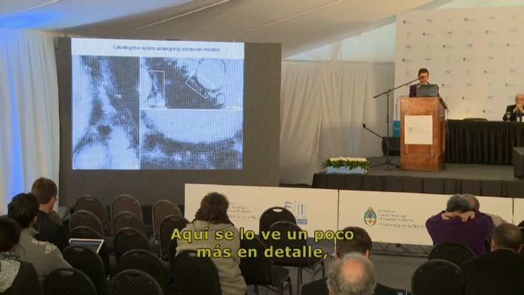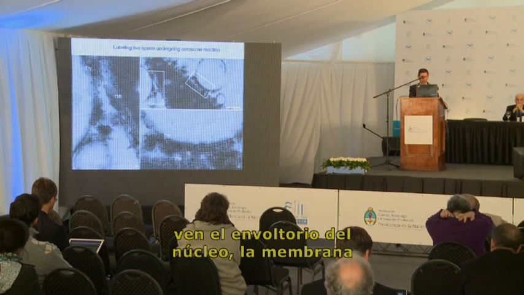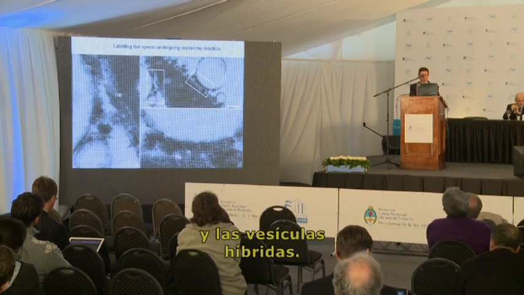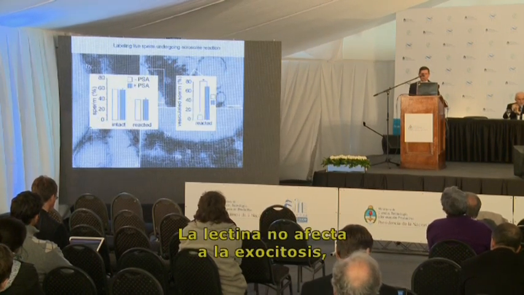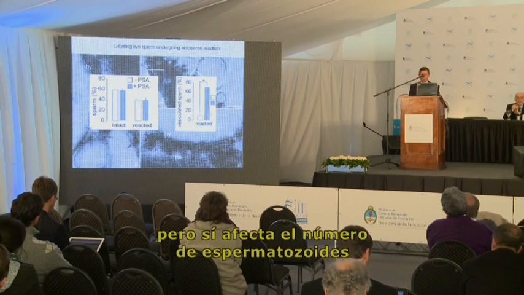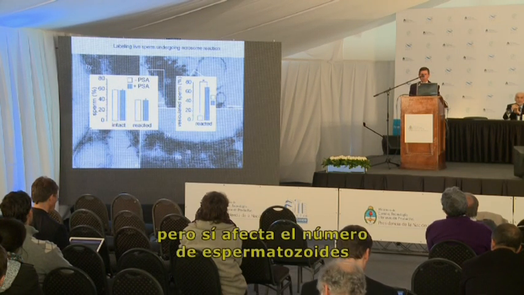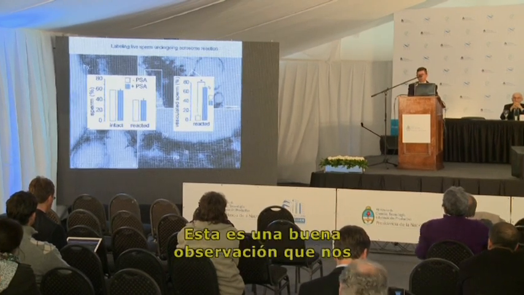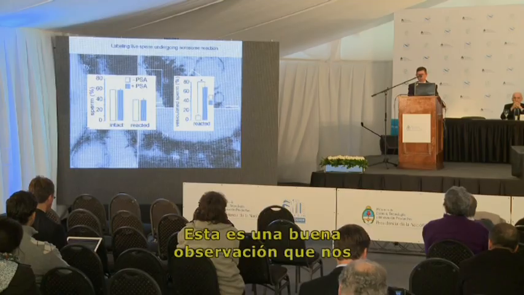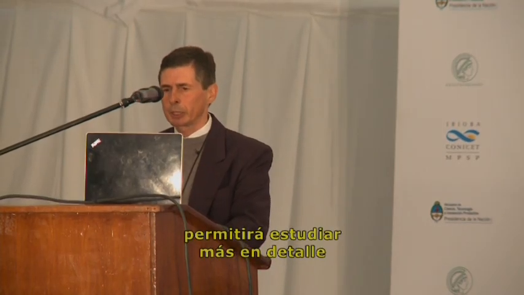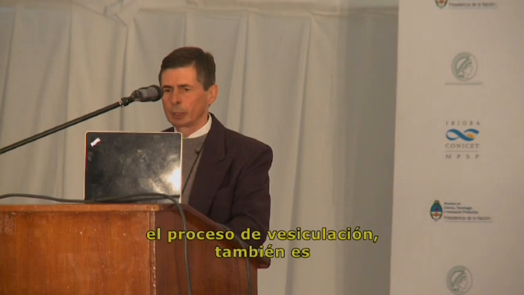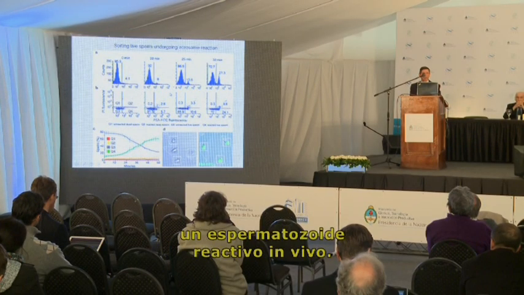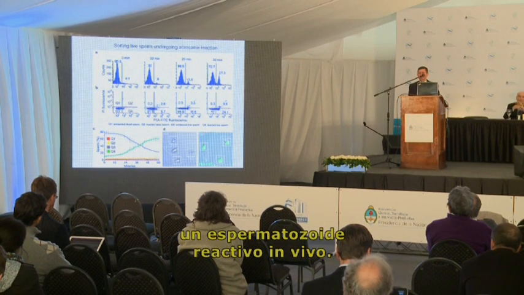This is with a little more detail. See the nuclear envelope, the inner acrosomal membrane, and the hybrid vesicles. The lectin does not affect exocytosis, but does affect the number of sperm that retain these vesicles. Well, this is a nice observation because it will allow us to study the process of vesiculation in more detail. It's also interesting because it allows us to sort live reacted sperm.